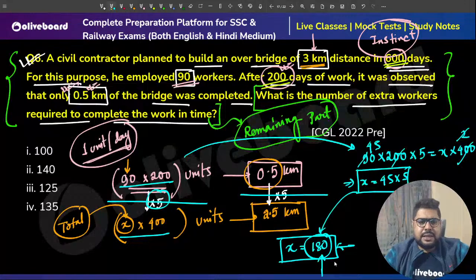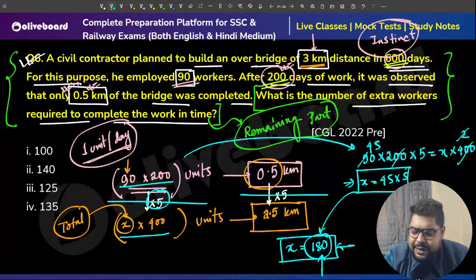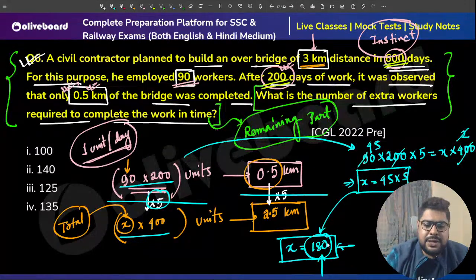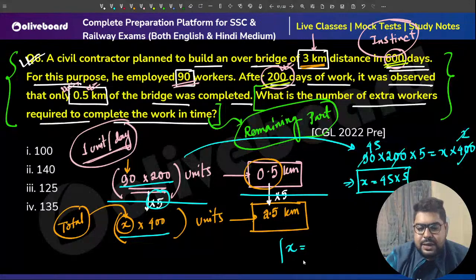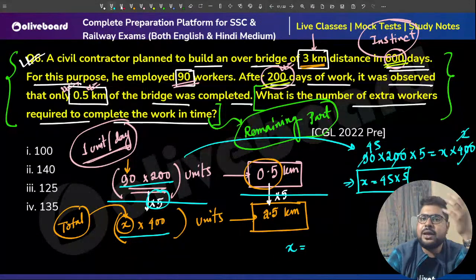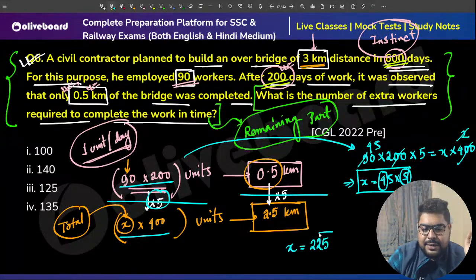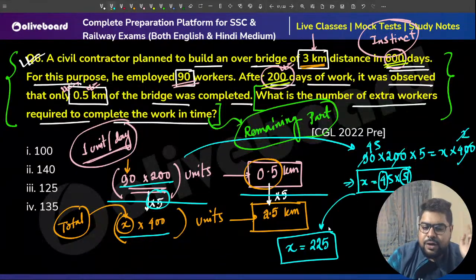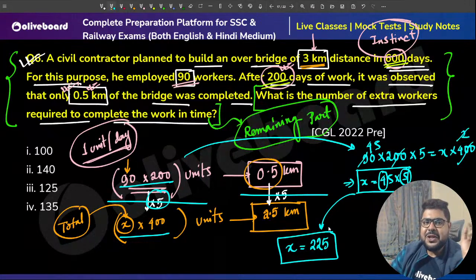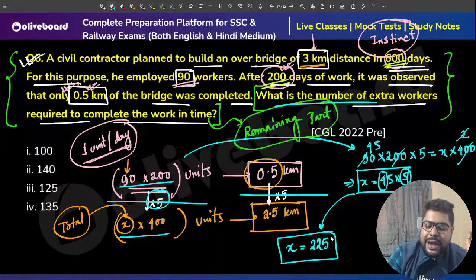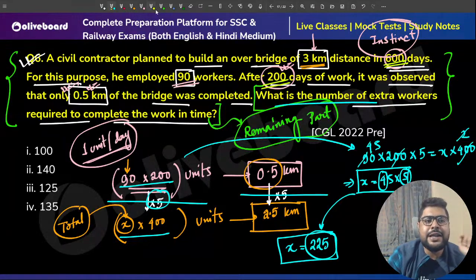I guess there is some mistake. Have I made any mistake here? Extremely sorry. This is not 180. I have made a calculation mistake. 4 5s are 20 and 5 5s are 25, so it will be 225. Extremely sorry. The value of x is 225. So meaning the contractor now needs to employ in total 225 men.